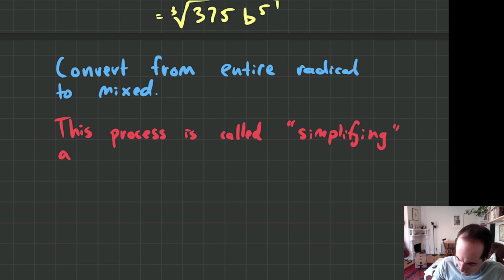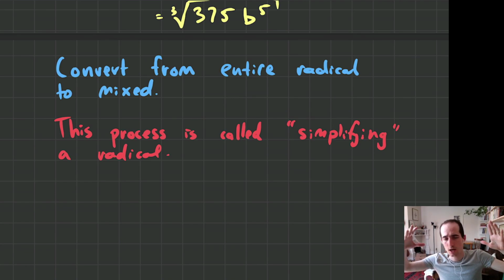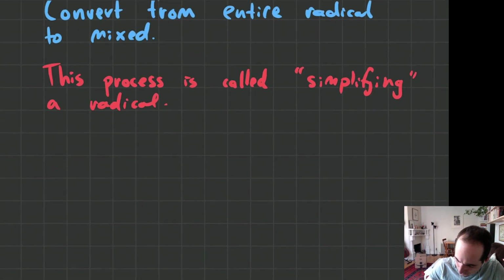A radical. So if you're ever asked to simplify a radical, that's what they mean: to take the radical and convert it into a mixed radical. You might have this big, huge radical, and the idea is that when we simplify, we want to take as much out of the radical as possible. You'll see what I mean in just a second.